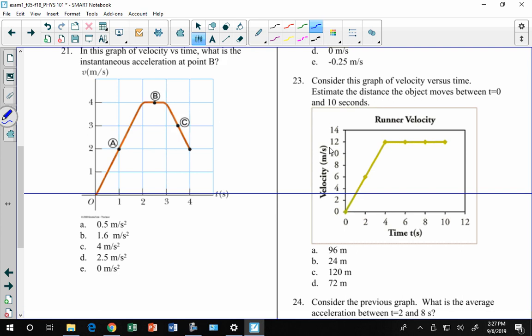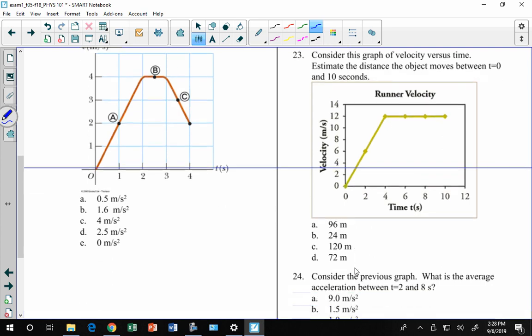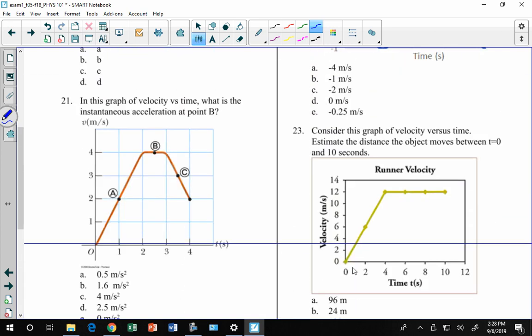Let's see. I like number 23. So you'll probably see something like this on the free response, where I give you a V versus T, and I ask you a couple of things, like I do here on 23, 24.